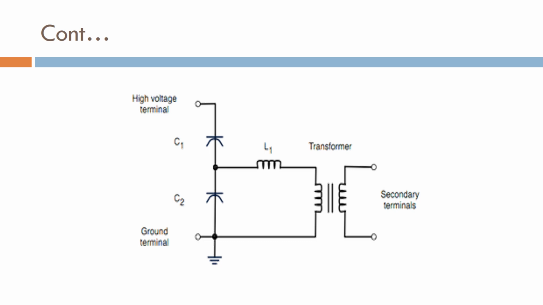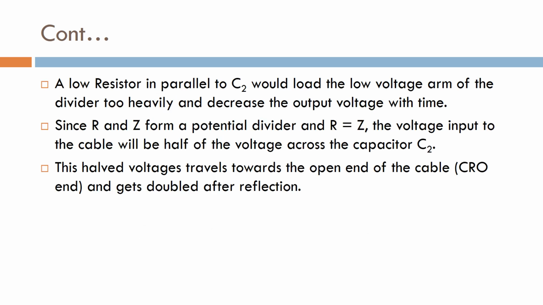For high voltage, the rating is 10 to 30 kilovolt, and for low voltage the rating is 100 to 500 volt. A low resistance in parallel to C2 would load the low voltage arm of the divider too heavily and decrease the output voltage with time. Since R and Z form the potential divider and R is equal to Z, the voltage input to the cable will be half of the voltage across the capacitance C2.